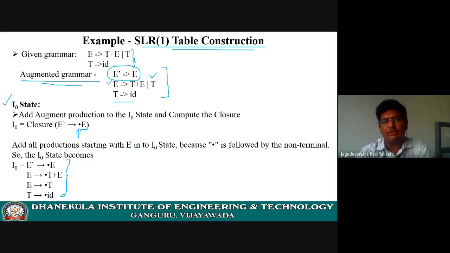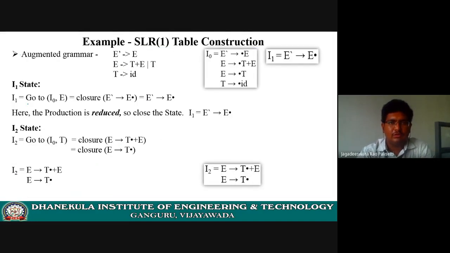Okay, now what do I have to do? I need to perform the goto function on I0 with respect to non-terminal capital E, non-terminal T, and terminal id. Am I clear? So this particular I0 may give three new states. Those may be our I1, I2, and I3. Am I clear? So that's what I did in the next slide.